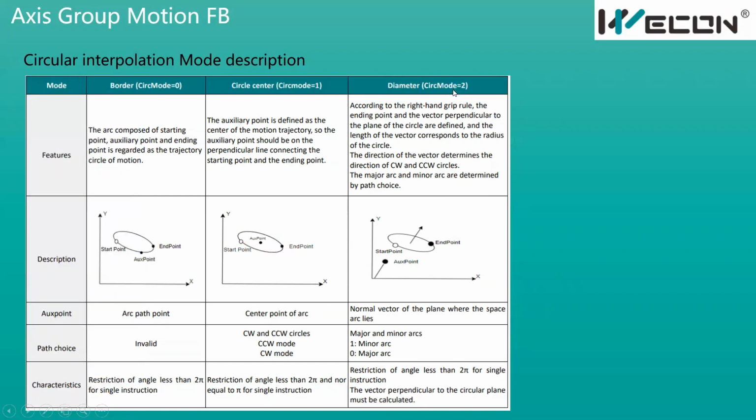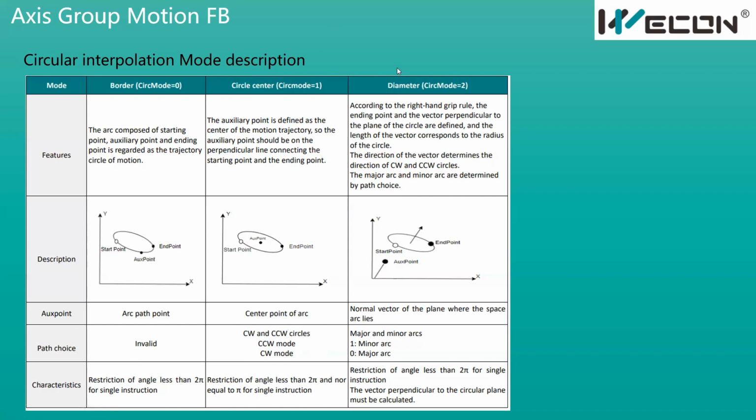So in this mode, we have a path choose. This parameter is used to choose the running direction of the circular. Setting 0 means CCW, and setting 1 means CW mode. And also for this mode, we need to ensure the angle of the circular should be less than 2 pi and not equal to 2 pi for one instruction.